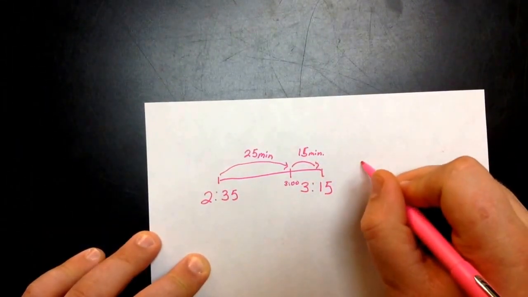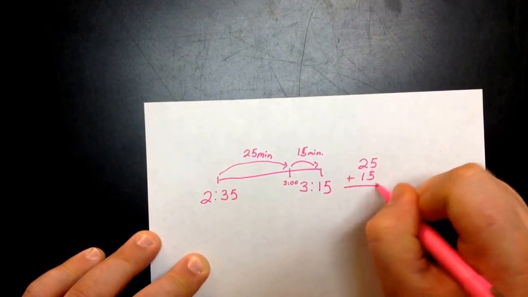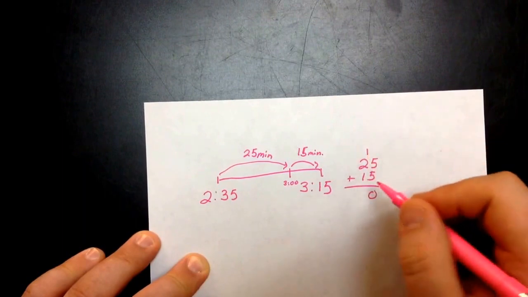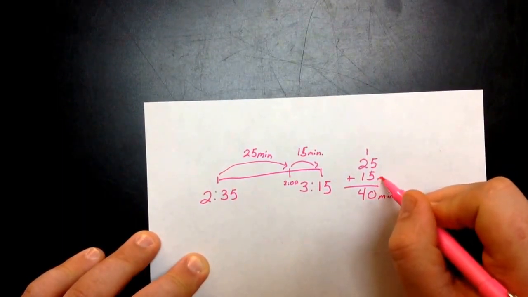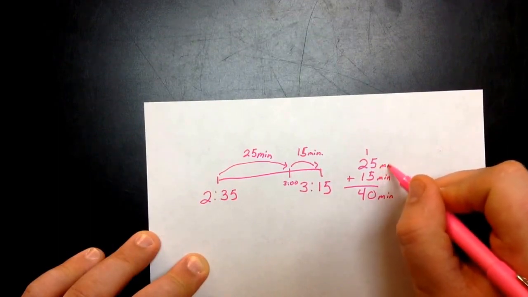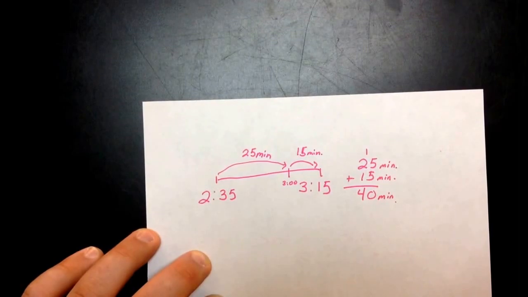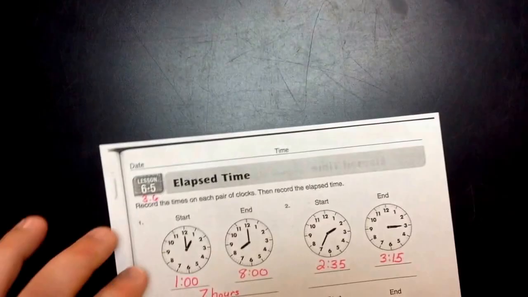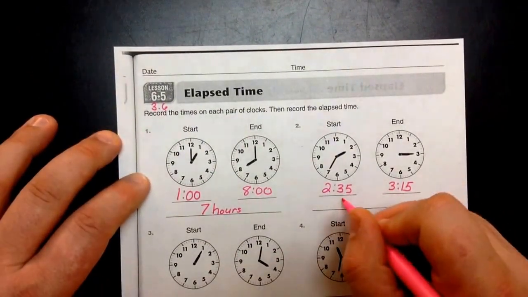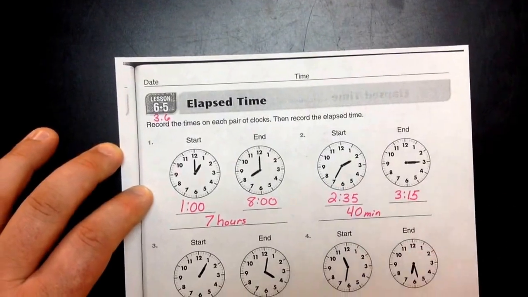And then we simply have to add them up. 25 plus 15 is 40 minutes. These are minutes as well. Now, because we stayed under an hour, it's easier. We don't have to convert to hours and minutes. So I flip it back over and restate my answer of 40 minutes.